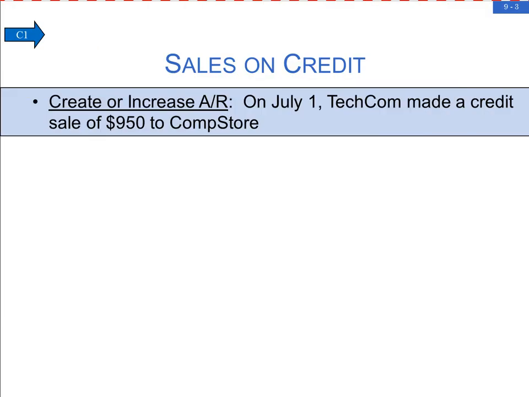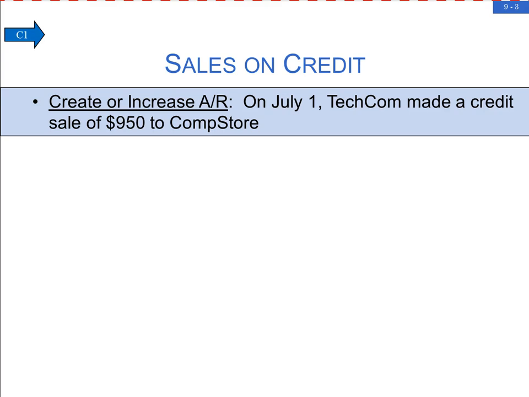To do that, let's use an example of a sale that our company is going to make. Our company in these examples will be TechCom. We actually sell high-end electronics to other companies. On July 1st, in our first example, TechCom is making a credit sale of $950 to CompStore. For now, let's ignore the inventory and the cost of goods sold and just deal with the sales side of it. But of course, you know how to do this.